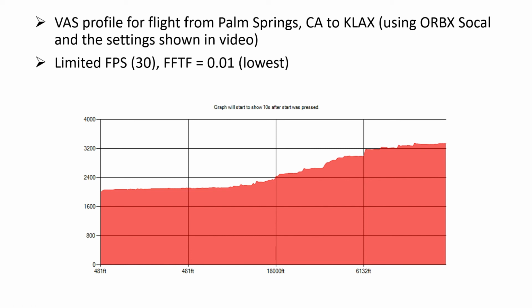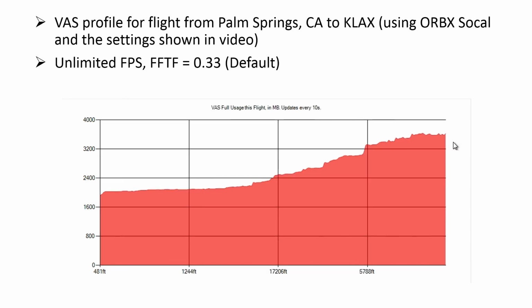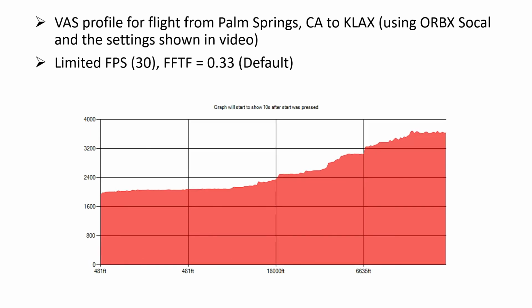And if you use the default value for FFTF, and if you limit your frames, by the way, the frames were limited here, the consumption will be even higher than with unlimited. Just to compare, this is unlimited in default FFTF, and this is limited frames. Because the textures are even sharper than with unlimited, you will obviously see higher consumption in VAS.